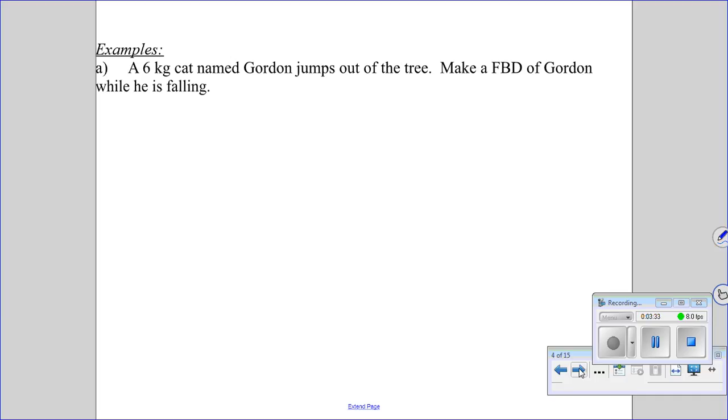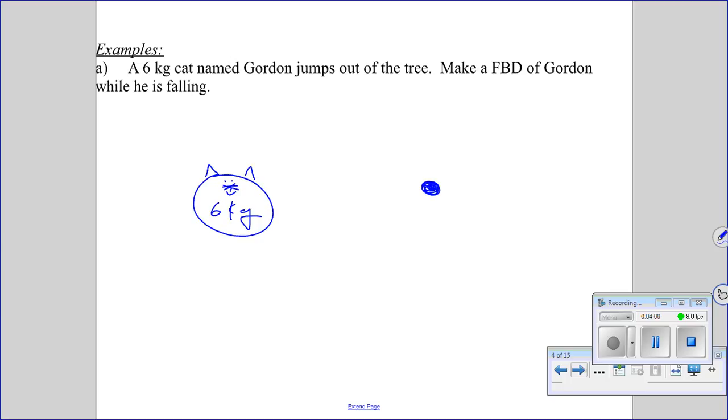In this first example, we've got a 6-kilogram cat named Gordon jumping out of a tree. So we're going to make a free body diagram for the cat while he is falling. So draw a cat. And I'll be honest, you guys, most science teachers will tell you to just draw a dot for the object. I like drawing cats, so there you go. All right, so there's our cat.